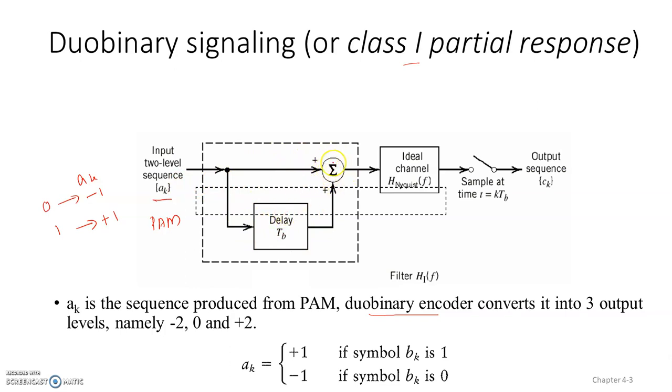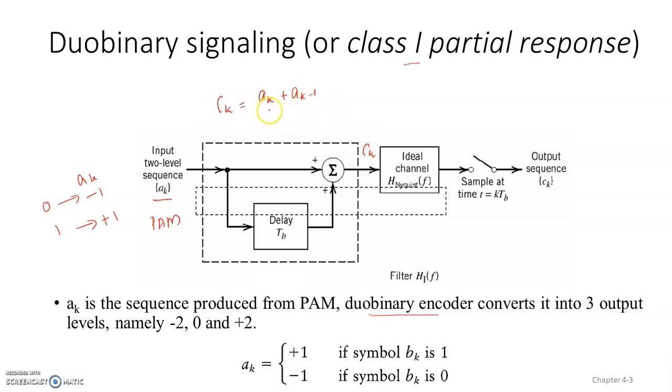In the duobinary encoder, you have a summer. It sums the present input A_k and the delayed input, that is, the previous input. So it computes A_k plus its previous input, A_{k-1}. These two are summed, and if I represent the output from the duobinary encoder as C_k, I can write C_k = A_k + A_{k-1}.